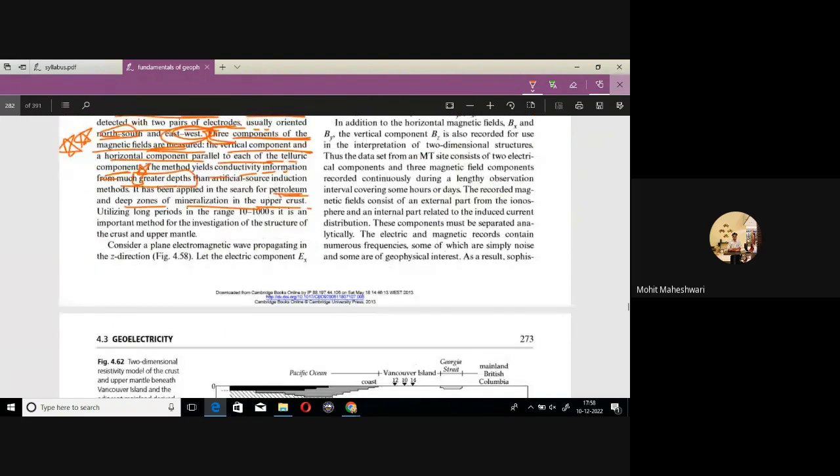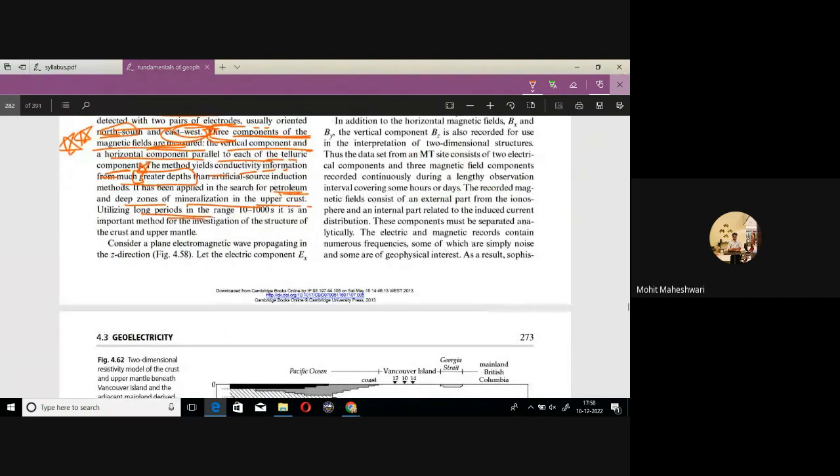The next thing is given there. The long period magnetotelluric method, where long period is 10 to 10,000 seconds. It is an important method for investigation of the structure of the crust and the upper mantle. Okay, so this is also an important thing.